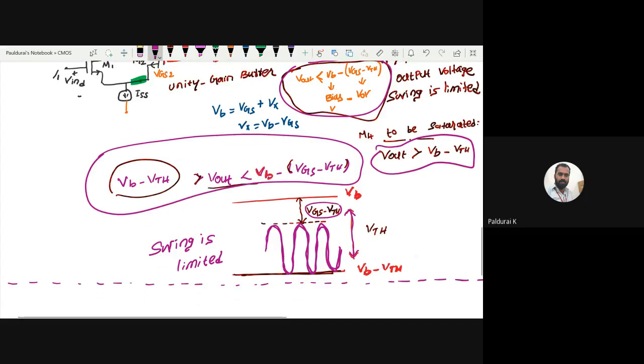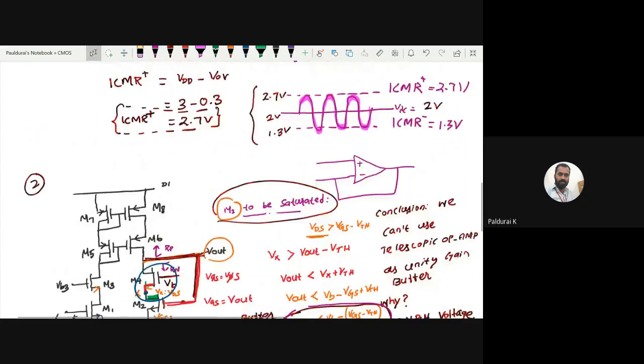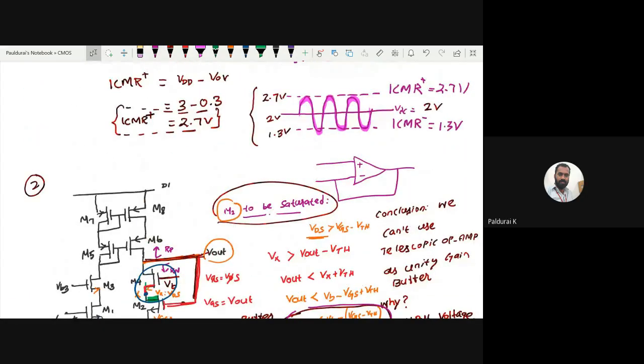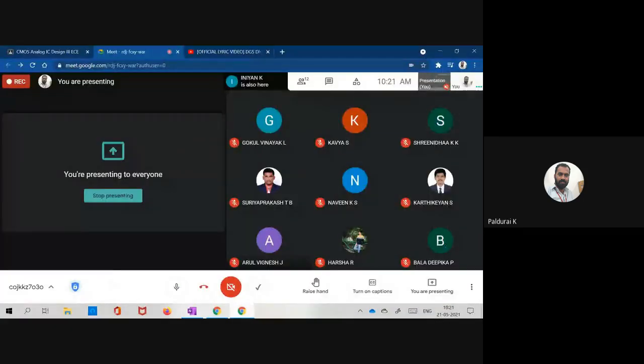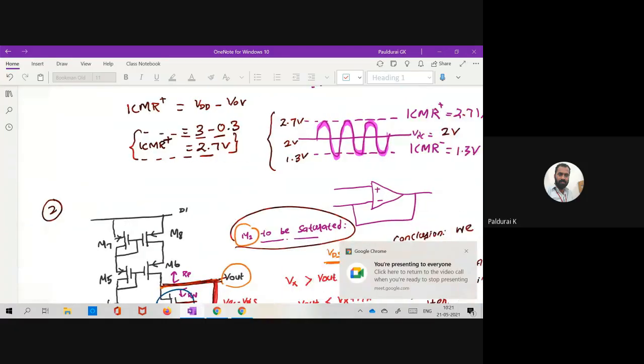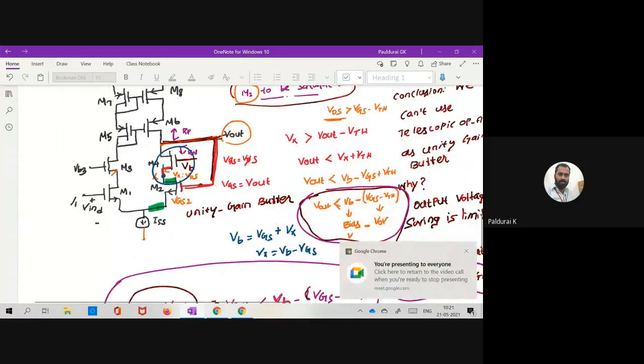So any doubt in this? No, sir. Okay, so far so good, right? Okay, so let me start with the design part. You will get some more clarity. So we are going to design that telescopic op-amp.